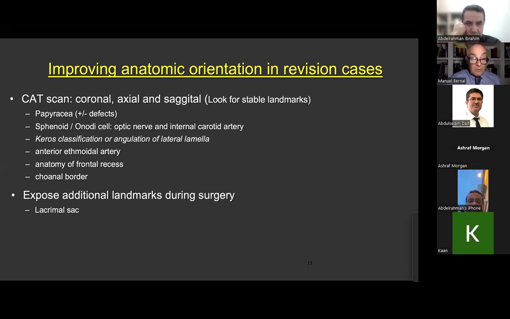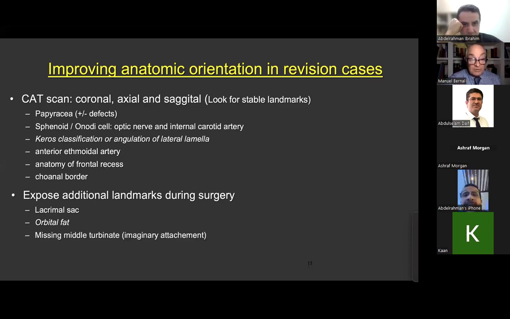And then expose additional landmarks during surgery. Why so? Well, Wolfgang Graf regularly exposed the lacrimal sac before performing his Draf type 3. And in such a situation, he always knew where to go. That is an option. Or sometimes the orbital fat, not on purpose, but when you see it, it orients you a lot and says, well, this is my lateral limit, and you use it.